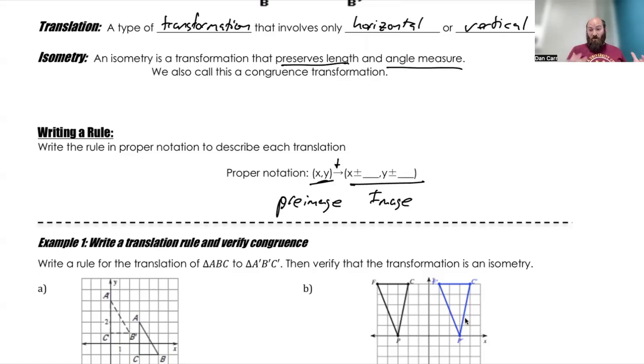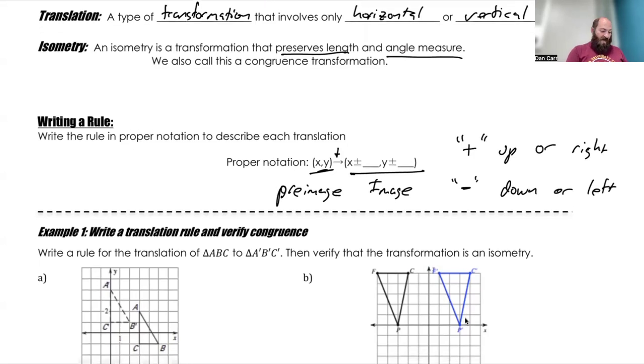The reason I have plus or minus is that it tells us which directions to go for our translation. So for example, if I have a positive in there, that means I'm going up if I'm moving vertically, or I'm going to the right. When I have a negative sign in that place, that means I'm going left, or I'm going down. Okay. So that's what we're going to see on this next example here.